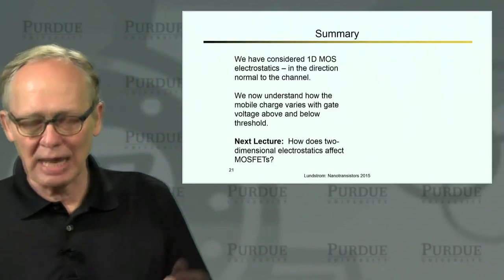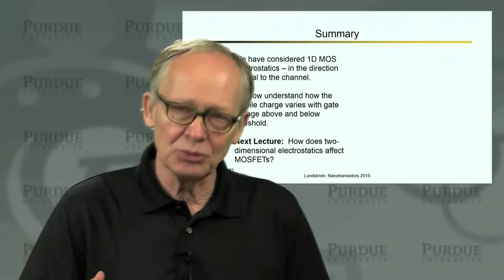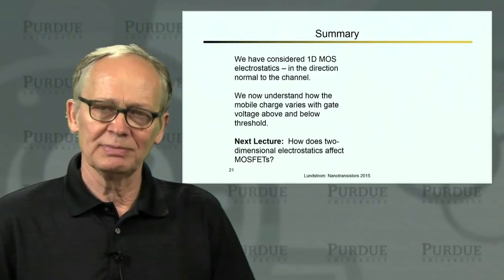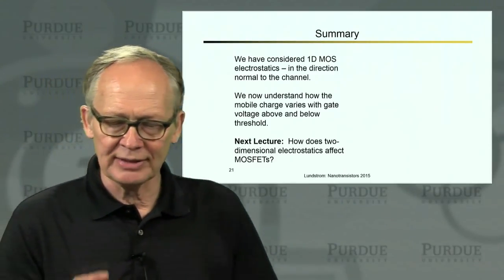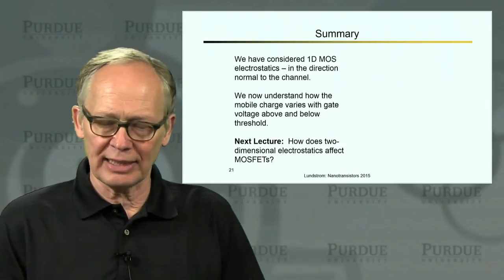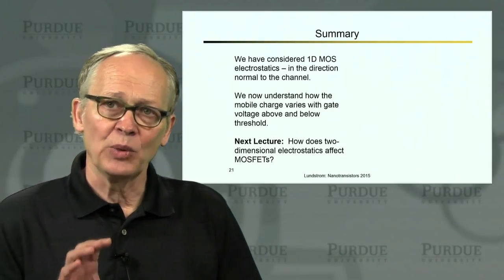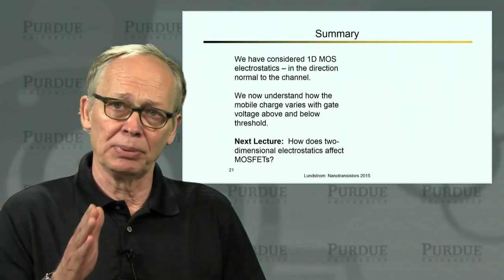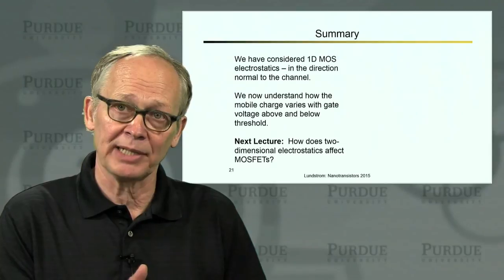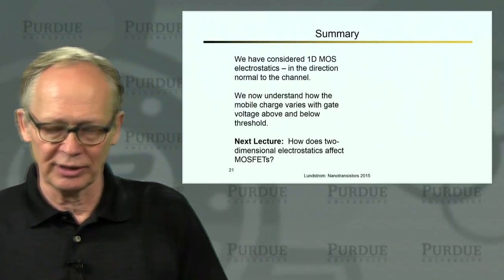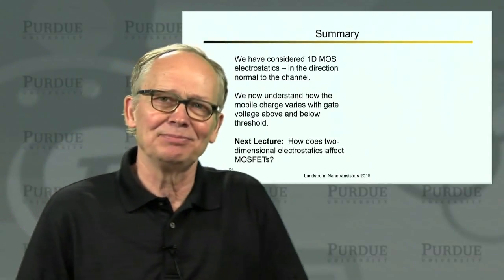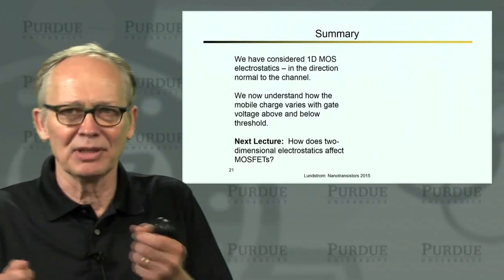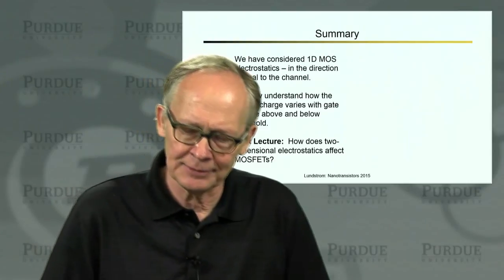Okay, we can wrap up and summarize. In the last 2 lectures, we've covered a lot of ground, but there are only a few key takeaways. So we've considered 1D MOS electrostatics in the normal direction. We now understand how the mobile charge varies with gate voltage, both below threshold where it goes exponentially and above threshold where it goes linearly. And we've seen that the same basic considerations apply to these 2 much different structures. There's just some little differences in the formulas that we derived.